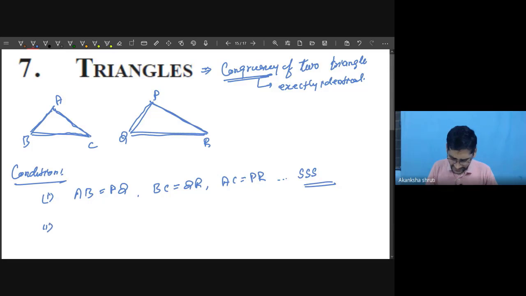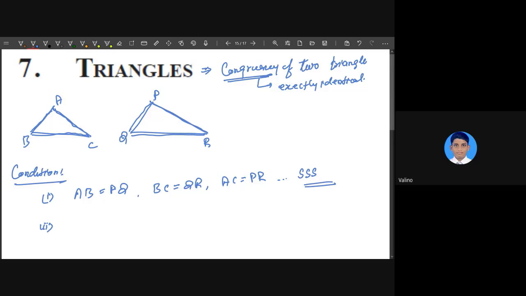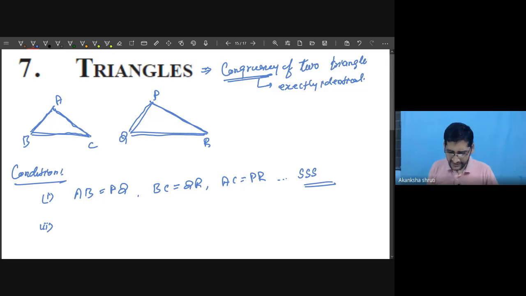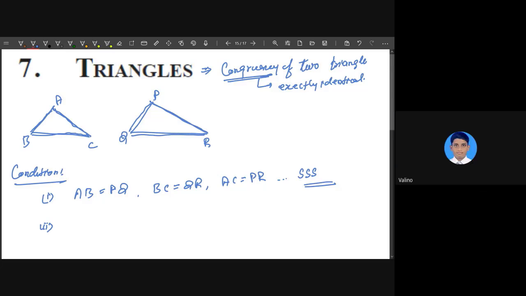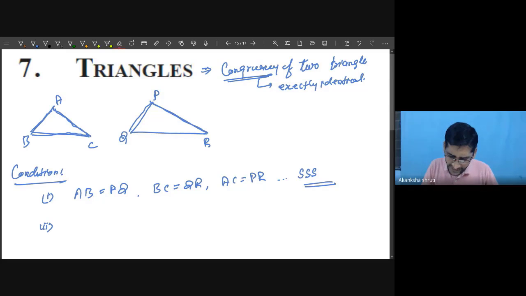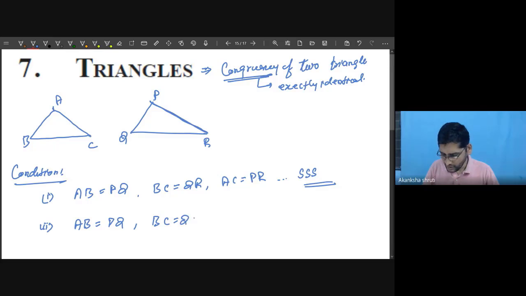What is the second condition? SAS. The second condition is two sides and the included angle. Two sides are equal and the included angle between them is equal. Let us take AB equals PQ and BC equals QR. These two sides are given. Rather than the third side, what is the included angle?